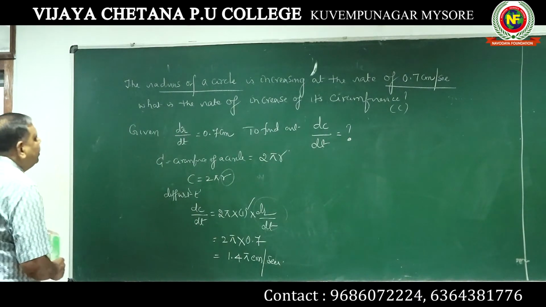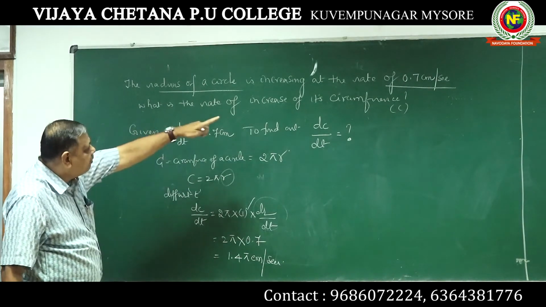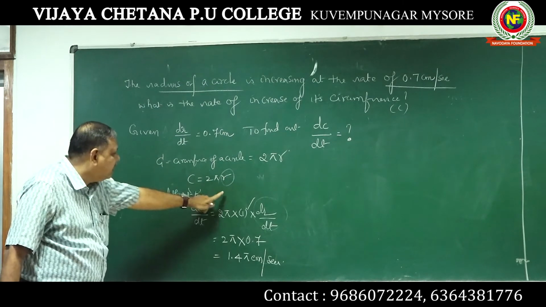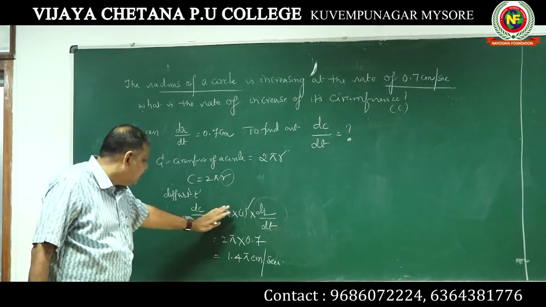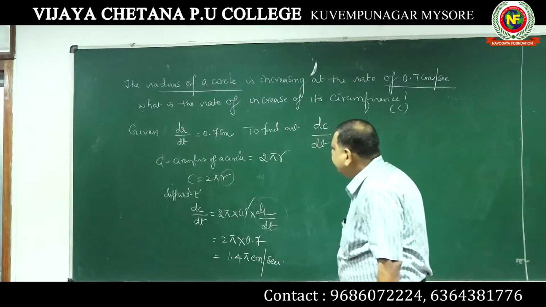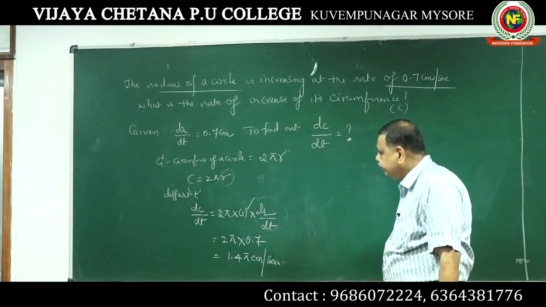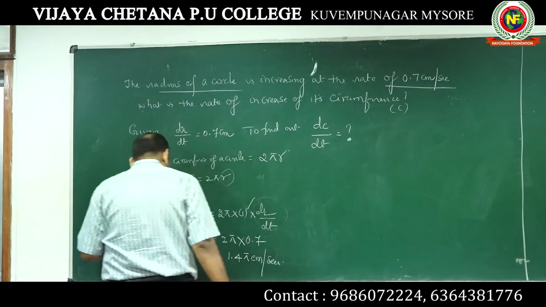So only dr by dt you have to use, dr by dt is given as 0.7 centimeter per second. You have to use the formula c is equal to 2 pi r, differentiate with respect to t, substitute for dr by dt, and you will get 1.4 pi centimeter per second. Okay. Now take one more problem of this type.